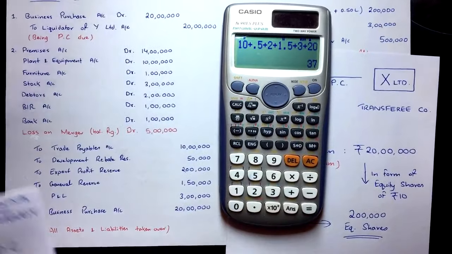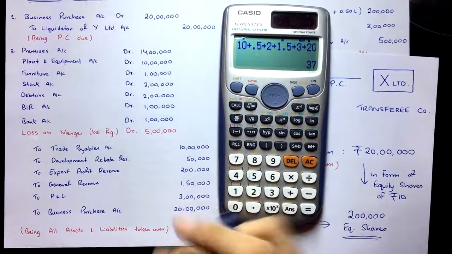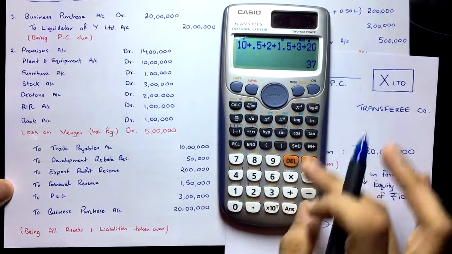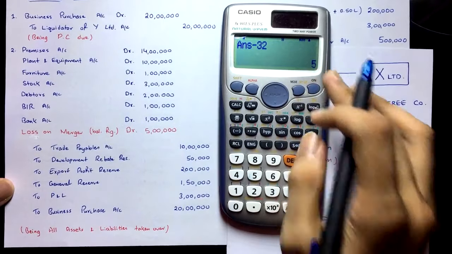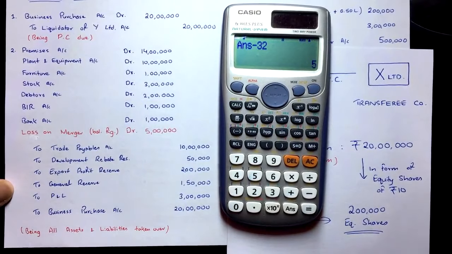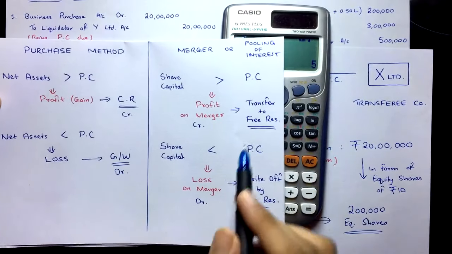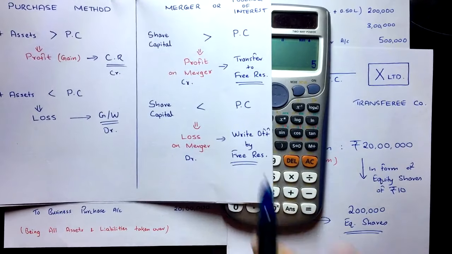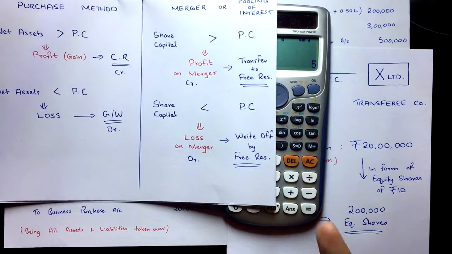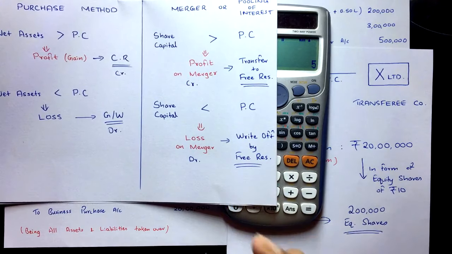Understood? So see here what happened. This side was 32 and this side was 37. So we are getting a shortfall, a gap on the debit side of how much? 37 minus 32, that is equal to 5. We are getting 5 lakh gap on the debit side, that is called loss on merger. So now that loss on merger 5 lakh has to be adjusted. It has to be written off with the free reserves of the company, such as profit and loss and general reserve. First priority is to general reserve. Second priority is to profit and loss.